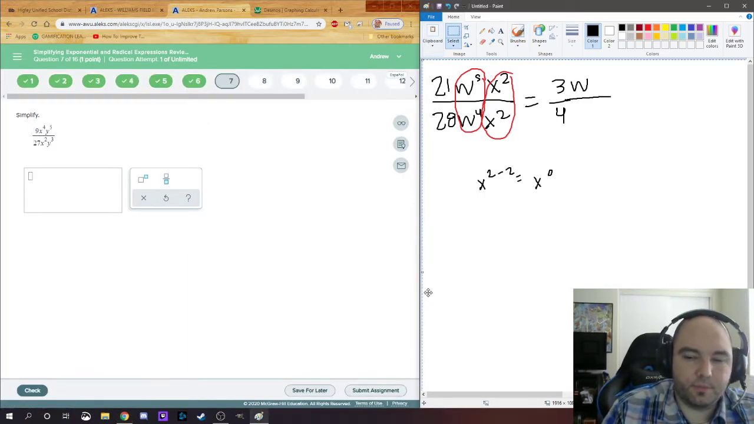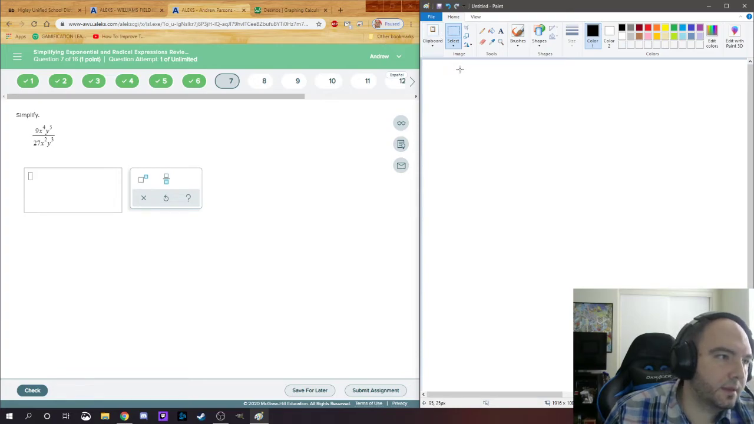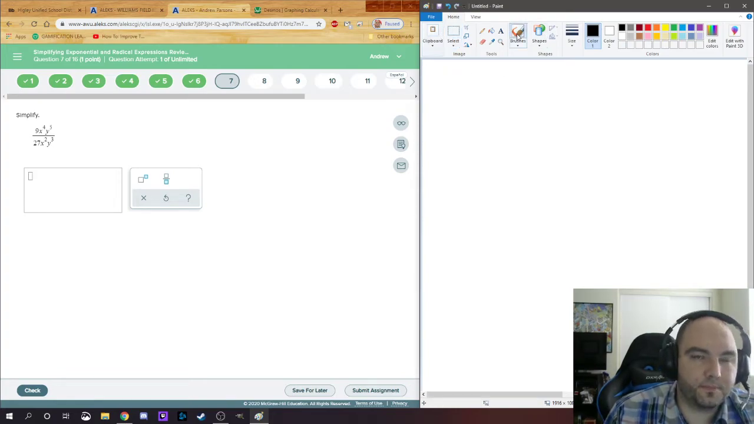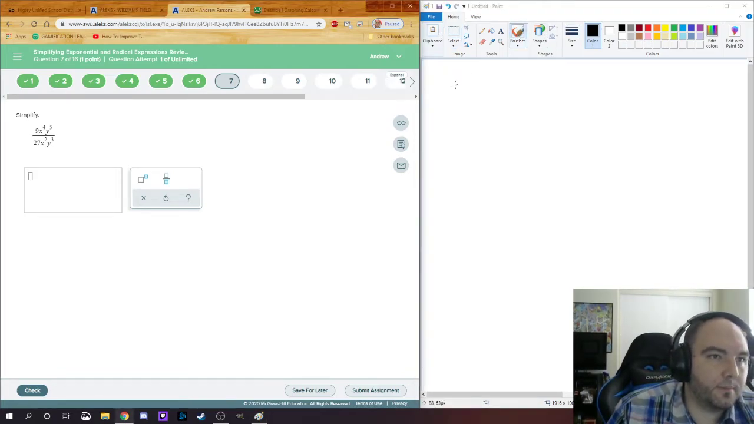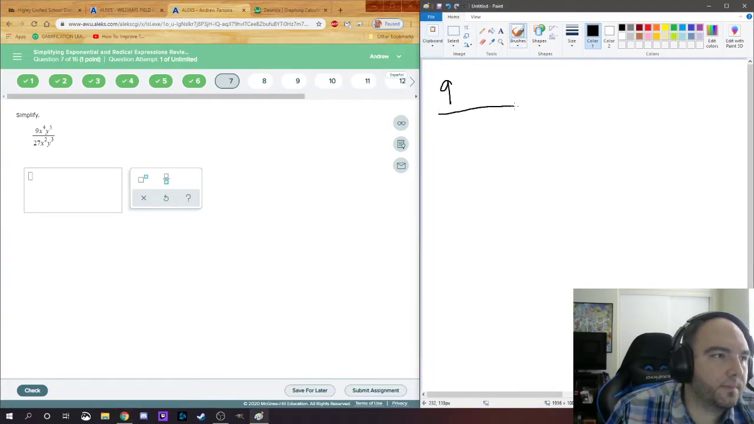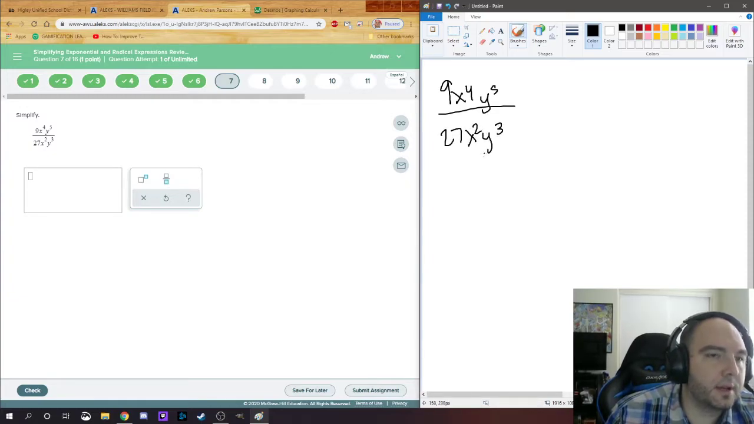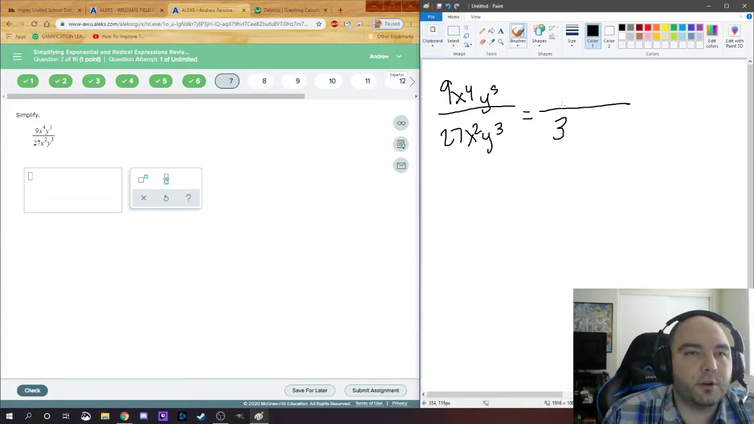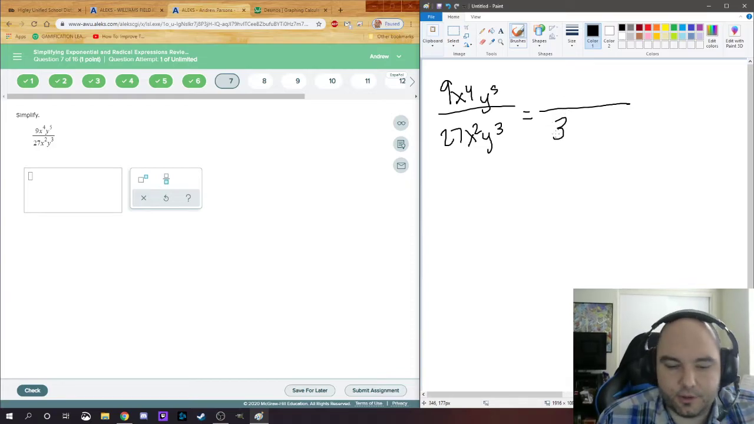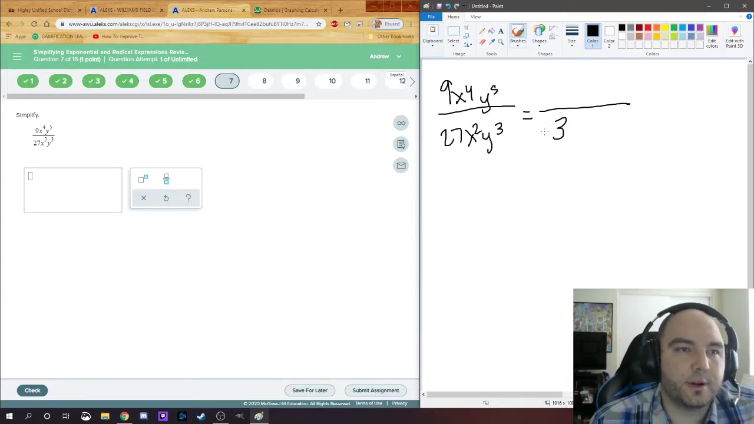Hopefully we see some with additional on bottom. Nope, not this problem. Alright, well, I'm still doing it. X to the 4th, y to the 5th, 27, x squared, y to the 3. So same deal, reduce 9 over 27. I get 1/3. I'm just going to put 3 on the bottom. You don't need to put a 1 on the top unless there's absolutely nothing left up there, so I'm not going to write the 1 yet.